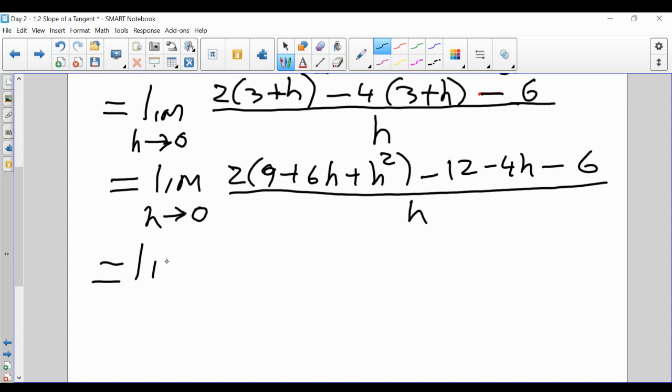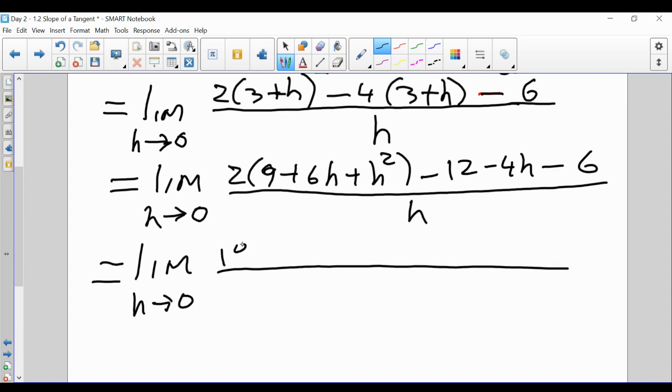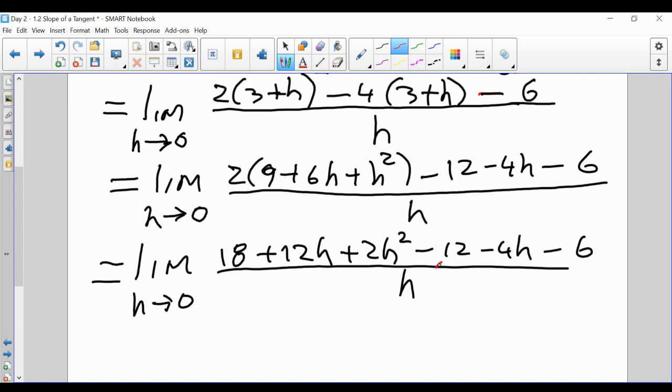The limit as h approaches 0 for, okay, I'm going to expand this bracket here now. So that's 18 plus 12h plus 2h squared minus 12 minus 4h minus 6 all over h. Okay, we're just going to collect our like terms now. Now, the good thing, if you notice, is that this minus 12 and that minus 6 and that 18 will all cancel each other out.